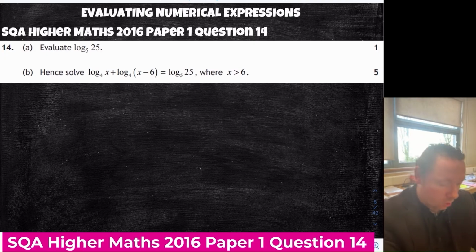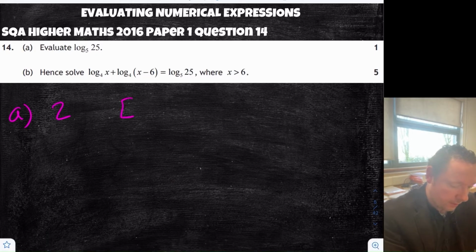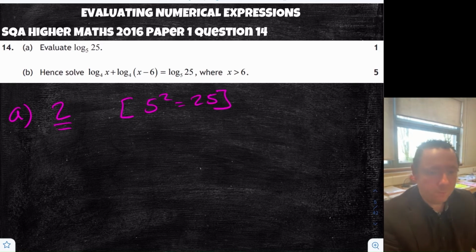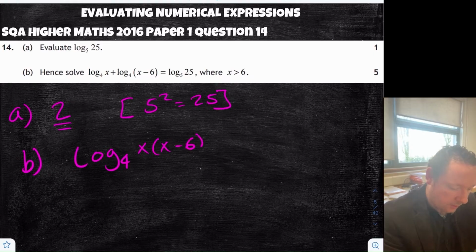Evaluating numerical expressions for logs, SQA Higher Maths 2016, paper 1, question 14. Part A, evaluate log 5 of 25, which is 2, because remember that means 5 squared equals 25. It's as simple as that. Part B, hence solve log 4 x plus log 4 (x minus 6) equals log 5 25. So looking at our left-hand side, we combine that into one log by saying that it's x times x minus 6. So I'll do that to start with. Log 4 of x bracket x minus 6. And the right-hand side, log 5 25, well, we know that's 2, so we can just write 2.